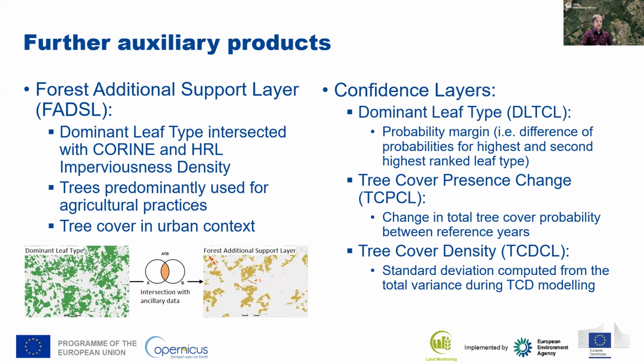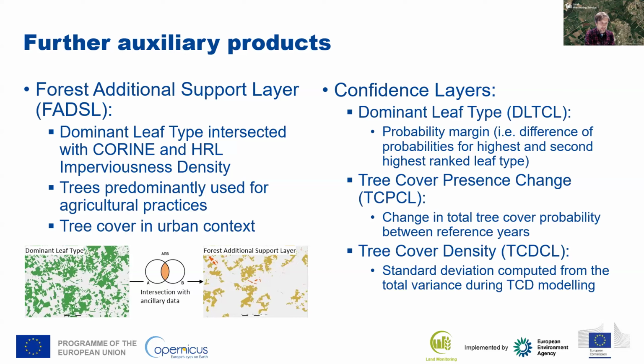Then there are 3 confidence layers available for the status layers. One would be the dominant leaf type, which shows a probability margin. This means the difference of the probabilities for the highest and second highest ranked leaf type is calculated.